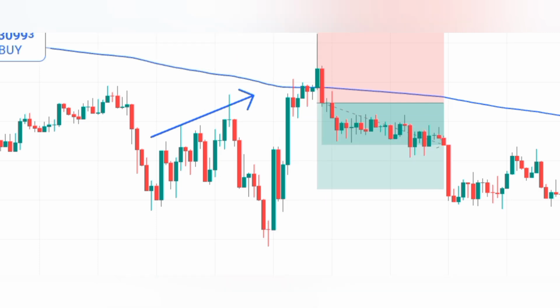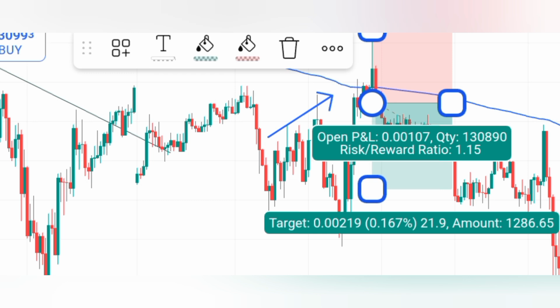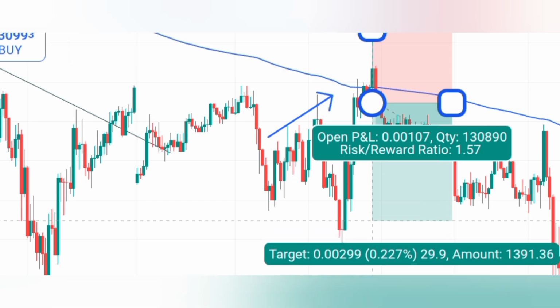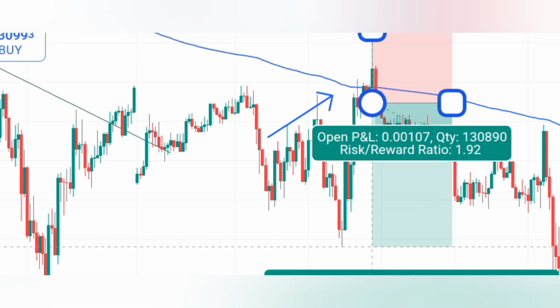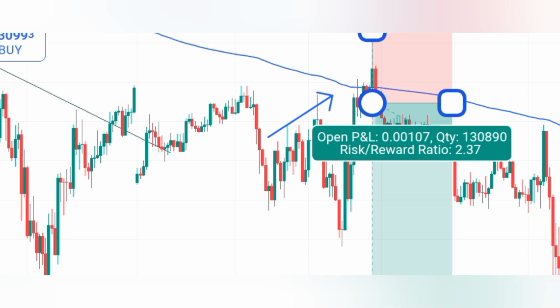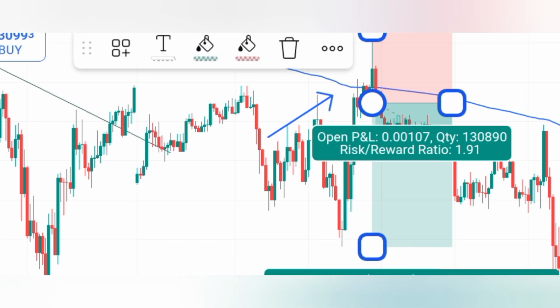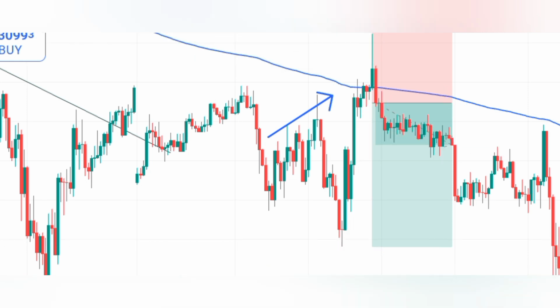Then for the TP, the take profit, you always have to trade your risk to reward, okay? You either trade a 1 to 2 or a 1 to 3. You always have to put your TP right here, or you can even put it below if you are trading a 1 to 3 or 1 to 4. But in this case, I'm trading a 1 to 2. That's why I will put my TP there, right?